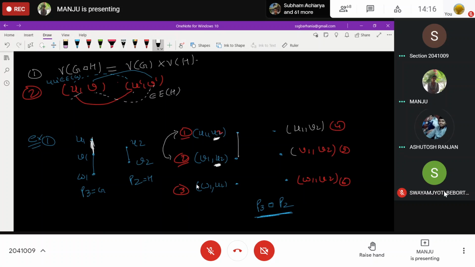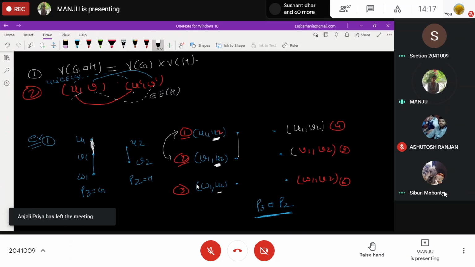No, sir. Why not? Since the second coordinate is the same, now we have to see the corresponding first coordinate. Do we have any edge in the graph G? No, sir. That's why 1 is not adjacent to third.